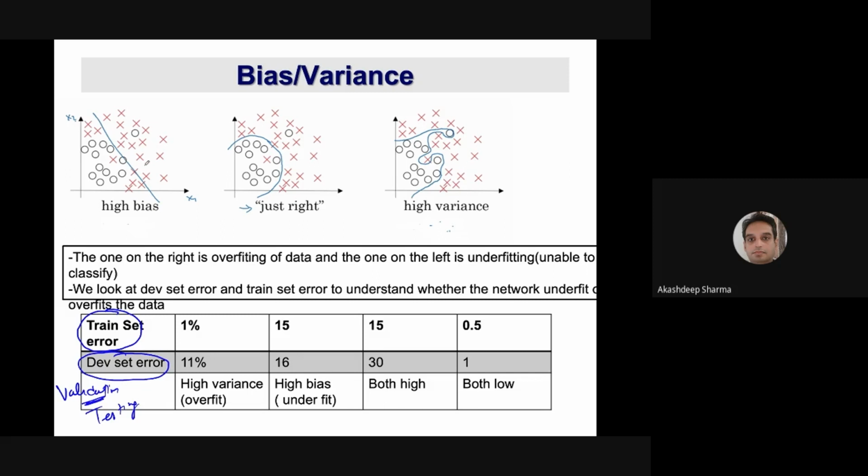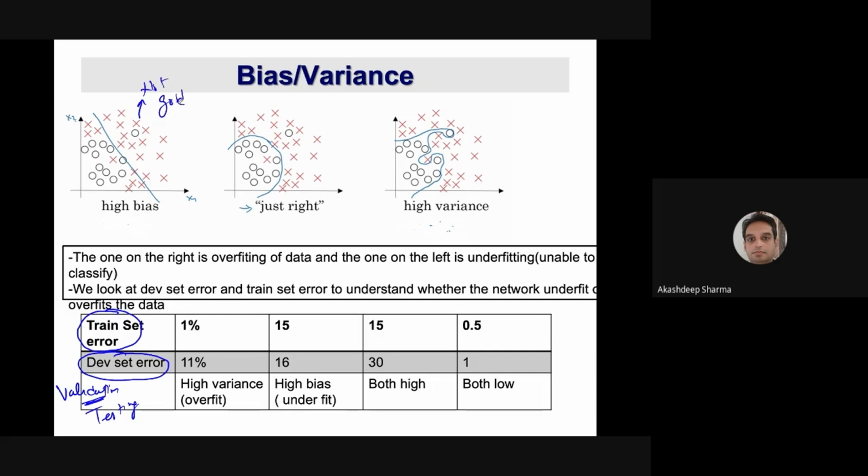At the top of the slide, you are seeing three graphs, right? Red crosses and circles tell you different data items in my data set. In the left one there is a straight line that has been drawn. It means this is my classifier. My classifier is dividing my two data sets into two different categories, right? If I just look at this, this is not a good classifier.